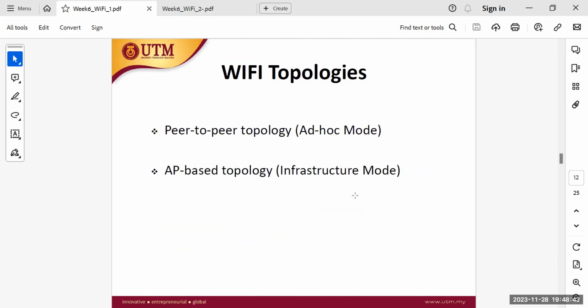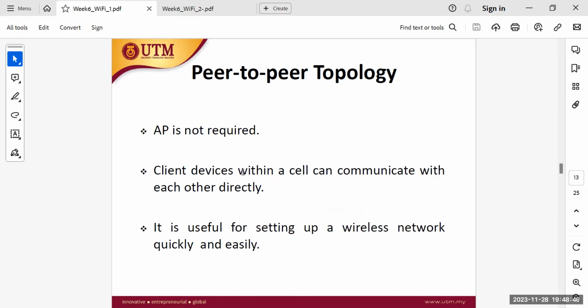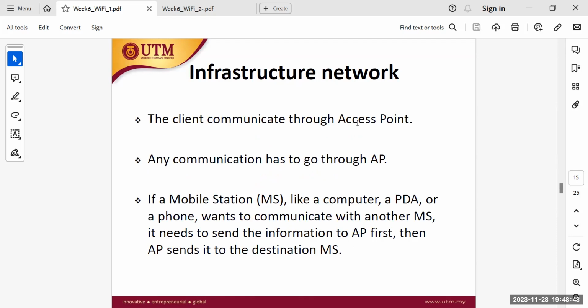In the infrastructure network, that is also known as the access point-based topology, the client communicates via the access point. So any communication has to go through the access point. The access point is basically what links the multiple devices with each other. So if a mobile station like a computer or a personal digital assistant or a phone wants to communicate with another mobile station, it needs to send the information first to the access point, and then the access point sends it to the destination mobile station.